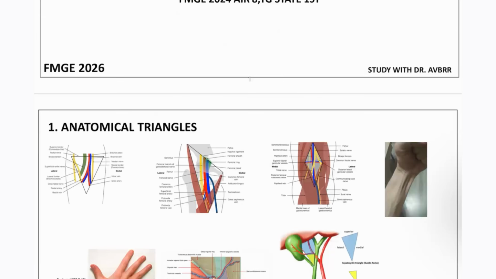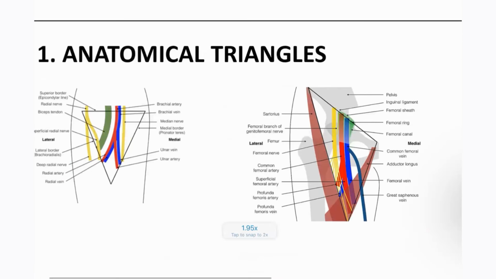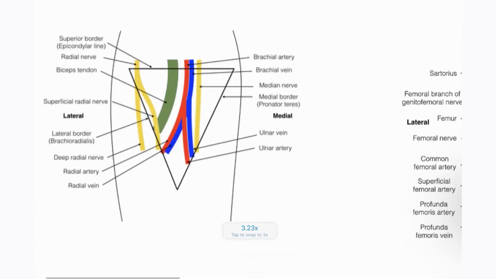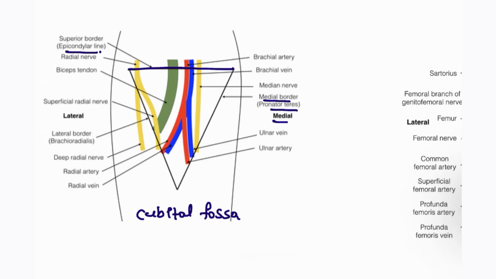Let's start with anatomy, the most important anatomical triangles. Here you can see the cubital fossa. In it you have to take note of the borders. The superior border is the epicondylar line, the medial border is formed by the pronator teres, and the lateral border is formed by the brachioradialis. These are the borders present in the cubital fossa.